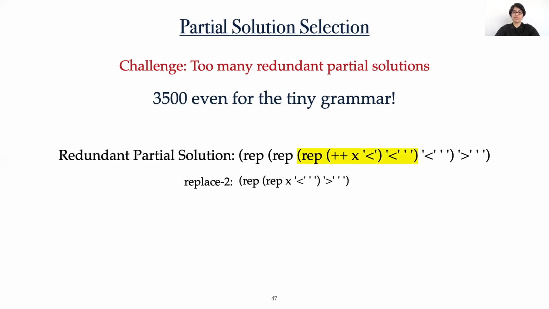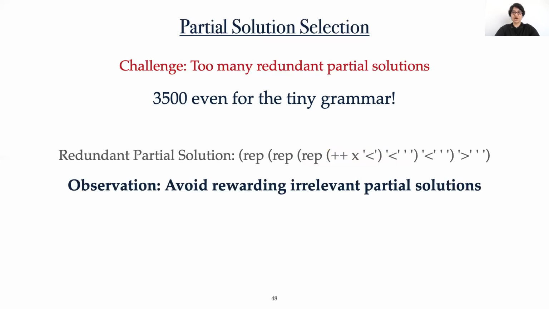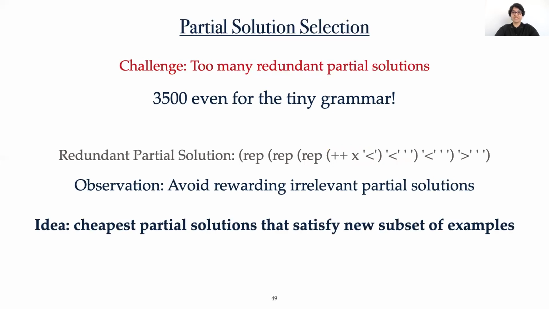If you take a closer look at this program, you'll notice that it's almost identical to replace 2, except that it adds a left angle bracket to the input string, only to immediately remove it again. This is a very common pattern we observed. Longer partial solutions often contain irrelevant subterms that do not contribute to their behavior in any meaningful way. Based on this observation, Probe only learns from the cheapest partial solutions that satisfy a unique subset of examples.